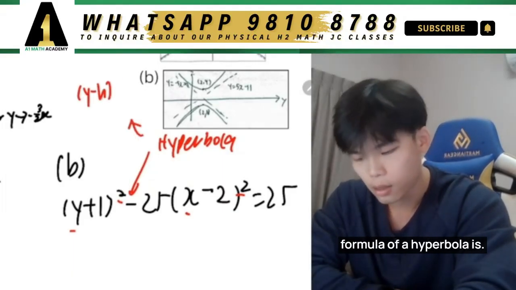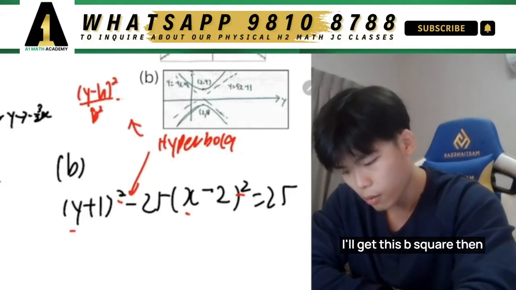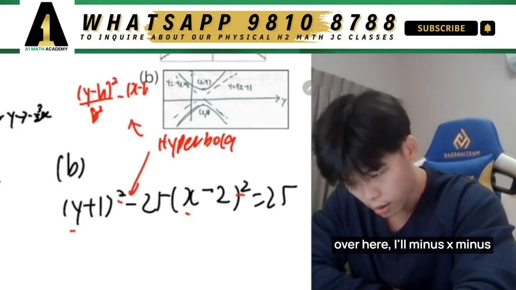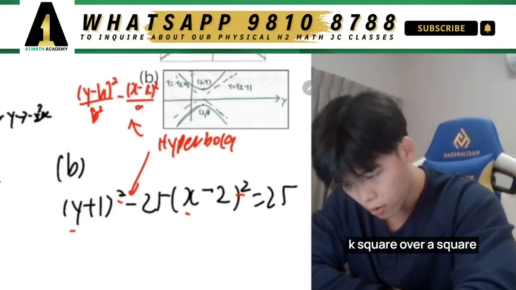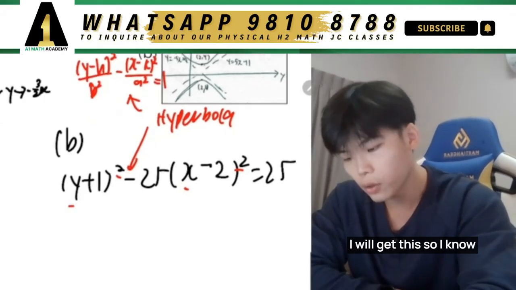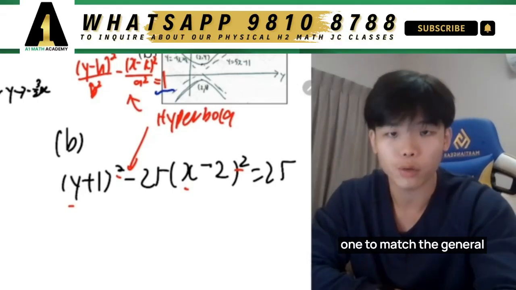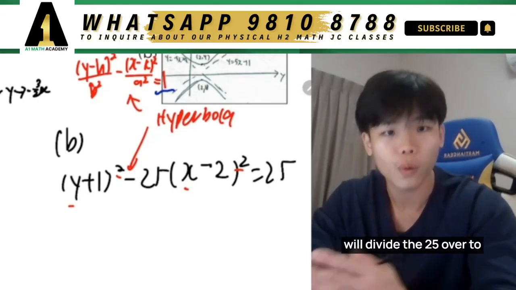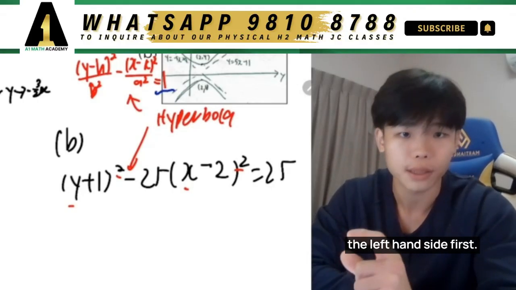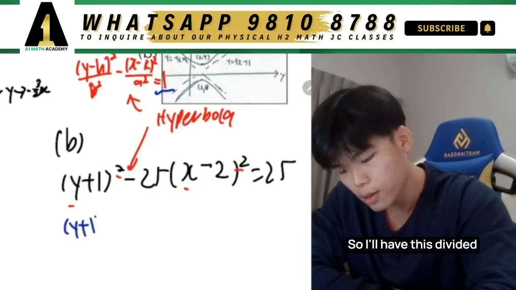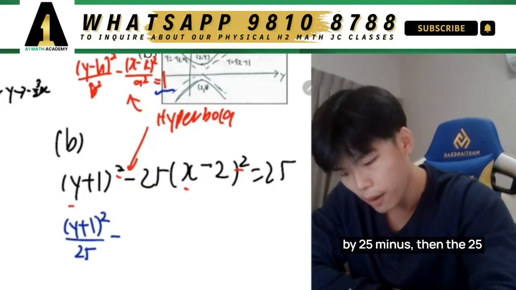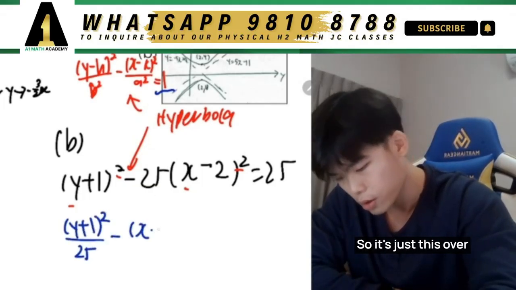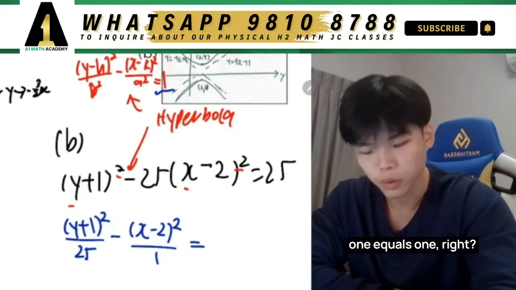a hyperbola is, right? I'll get this b square, then over here I'll minus x minus k square over a square equals to 1. So I know that I have to make this 1 to match the general formula. And therefore I will divide the 25 over to the left hand side first. So I'll have this divided by 25 minus, then the 25 will cancel this one out, so it's just this over 1 equals to 1, right?